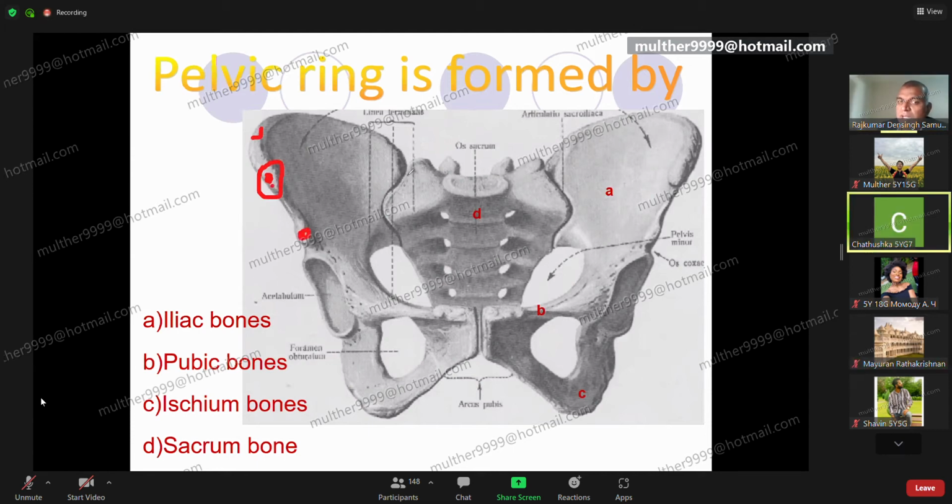Anterior inferior. The anterior inferior iliac spine. In the same way, posteriorly, if you see somewhere in this region, there will be posterior superior and posterior inferior. So how do you call this one?